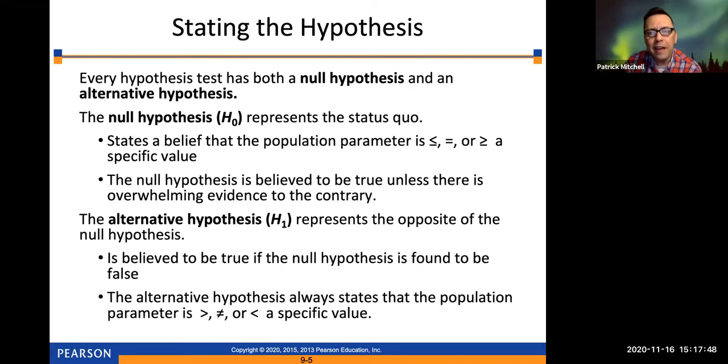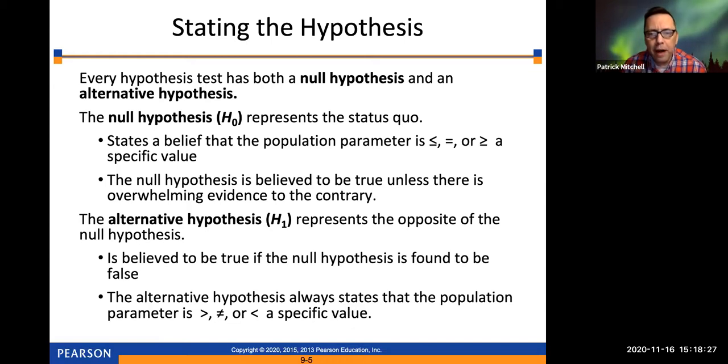Every hypothesis test has both a null hypothesis and an alternative hypothesis. The null hypothesis, which is denoted by H sub 0, represents the status quo. It states a belief that the population parameter is either less than or equal to, or greater than or equal to a specific value. Notice that all three of these possibilities include equals. The null hypothesis is believed to be true unless there is overwhelming evidence to the contrary. So like they said, the status quo.